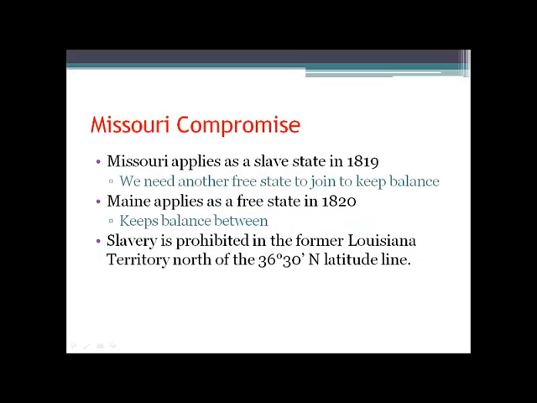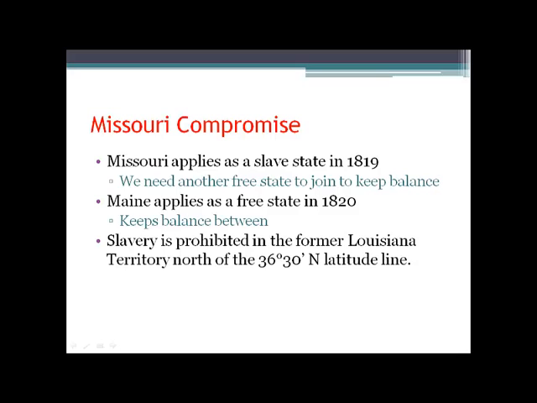The Missouri Compromise is something that is barely, if even, mentioned in your book, so that is why I'm going to cover it here, because it is a big step on the road to the Civil War. So Missouri applies as a slave state in 1819. Well, we need another free state to join to keep the balance between the free states and the slave states so that they both have equal say in Congress. So we have to wait until 1820, where Maine will apply as a free state. So now we have the balance.